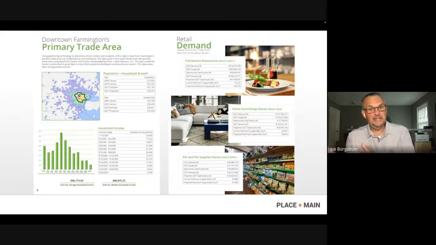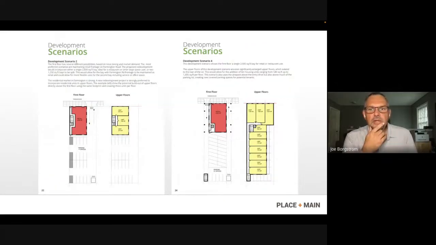Now, what we did with all this data afterwards is we created a different marketing document for them and gave it to them as well as all the data. So they had all that stuff, but the idea was really around, how do we create this marketing document for this piece? And then we went into development scenarios.